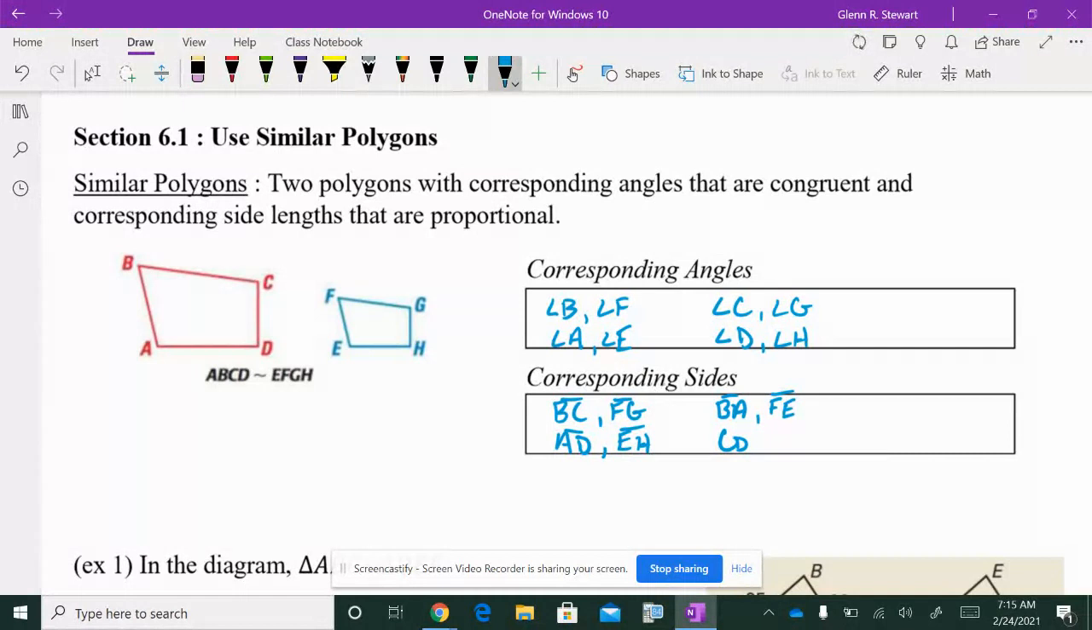and CD and GH. Okay, and whenever we're naming these sides, we definitely want to make sure that we name them based off of what our first one is. So for example, with BC and FG, I started with B, so I have to start with F for my other part.